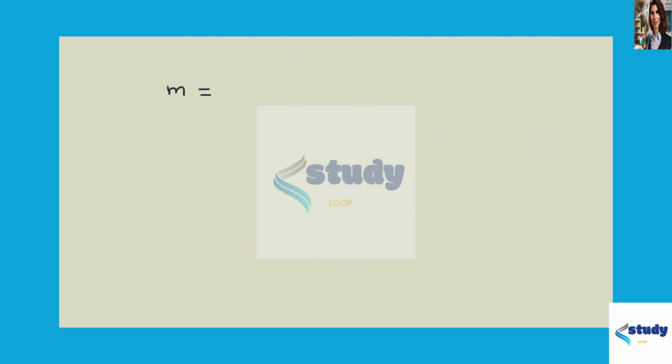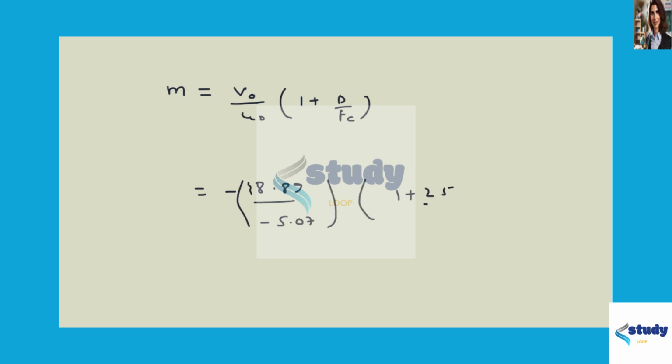Maximum magnifying power is equal to V naught by U naught multiplication 1 plus D by Fe, which is equal to minus 18.89 by minus 5.07 multiplication 1 plus 25 by 20, which is equal to 3.7225 multiplication 2.25, which is equal to 8.376 as the answer.